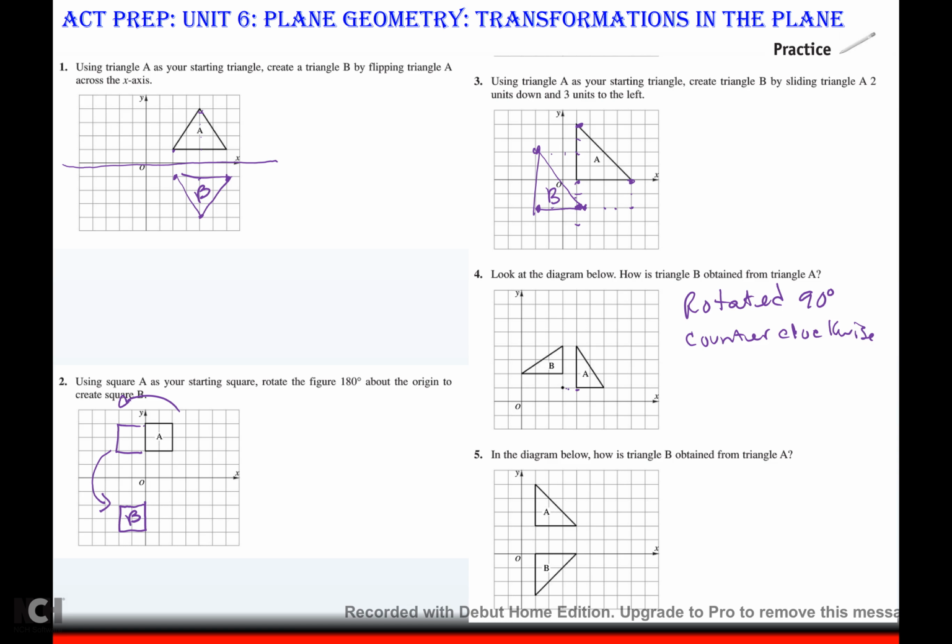Okay, because it's 1 over here, right? So when it flips over, it's got to be around this point, so it's got to be 1 unit. If this is 1 unit to the side, that's got to be 1 unit up, and it would flip over. And then if it was 180 degrees, it would flip down here.